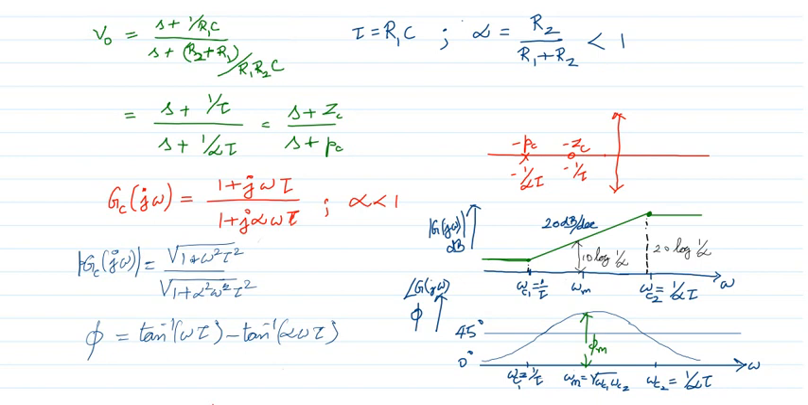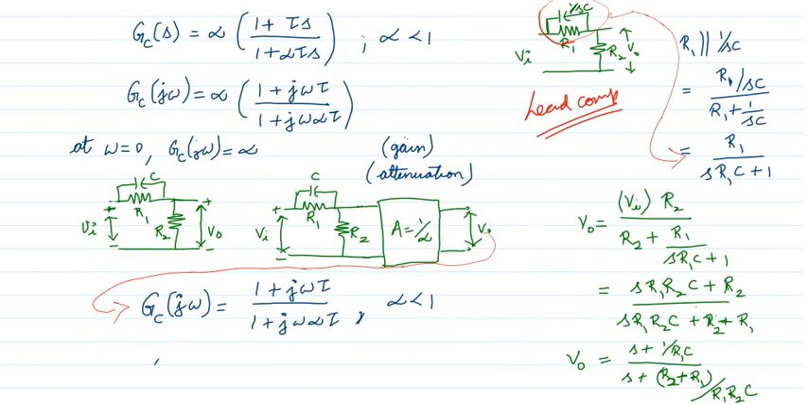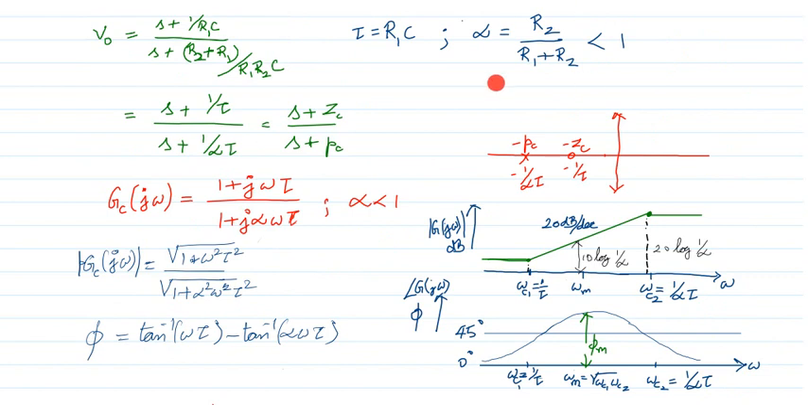The circuit is a lead compensator circuit. How did I conclude? Based on alpha. R2 by R1 plus R2 is definitely less than 1, because the denominator is larger than the numerator. Now we will find the response, the magnitude response and phase response.